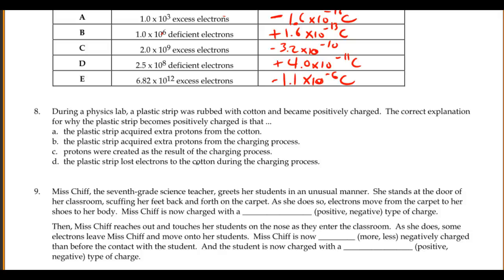Okay, during a physics lab, a plastic strip was rubbed with cotton and became positively charged. So we have the plastic strip as positive. The correct explanation for positive charge, again, is that it cannot acquire extra protons from anywhere. Protons can't be created. It's the electrons that move, and they would have been moved to the cotton, in this case, leaving behind the positive charge on the plastic strip.